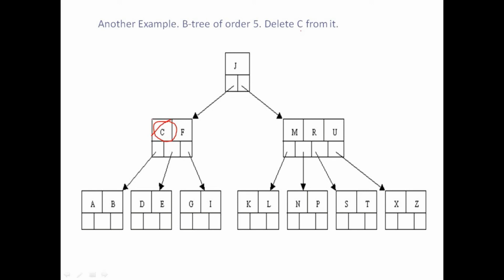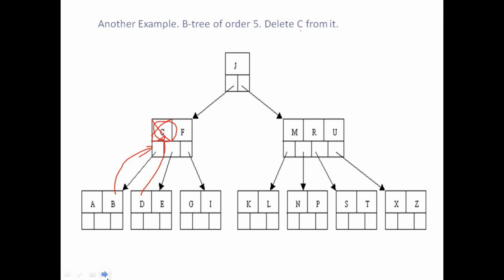So now when you delete from the non-leaf node, what you have to do? You have to promote. Promote means what? You have to take the largest element from its left subtree, or you can take the smallest element from the right subtree. So after deletion of C, you have to replace C with B or D.